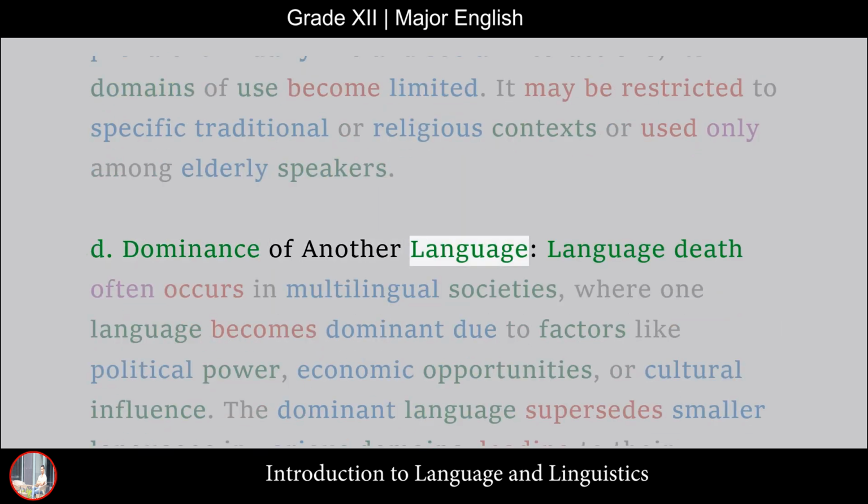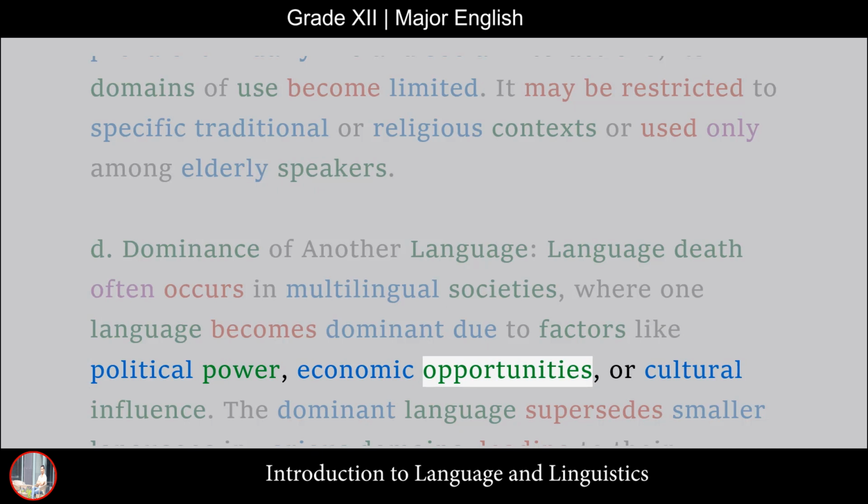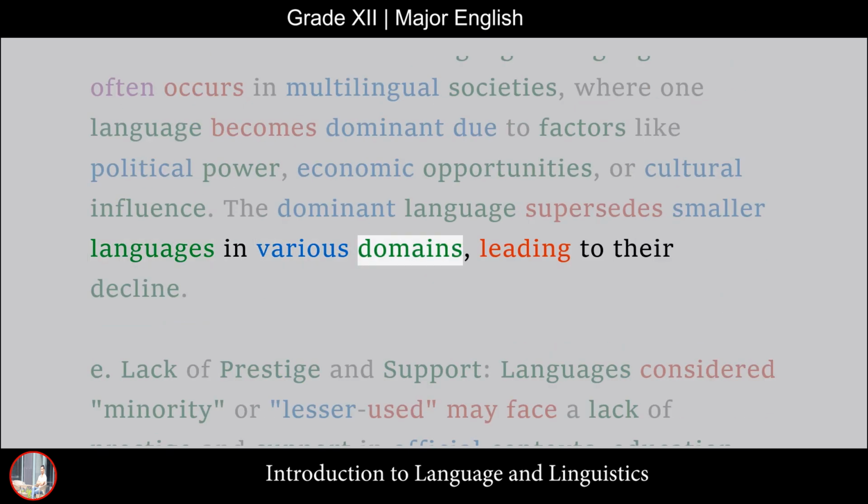D. Dominance of another language. Language death often occurs in multilingual societies, where one language becomes dominant due to factors like political power, economic opportunities, or cultural influence. The dominant language supersedes smaller languages in various domains, leading to their decline.